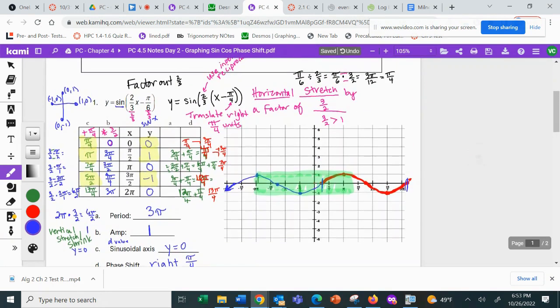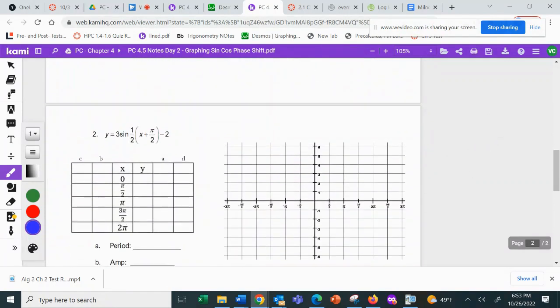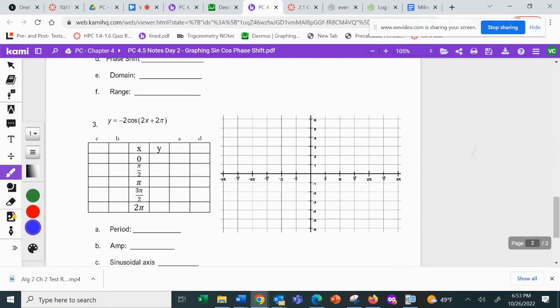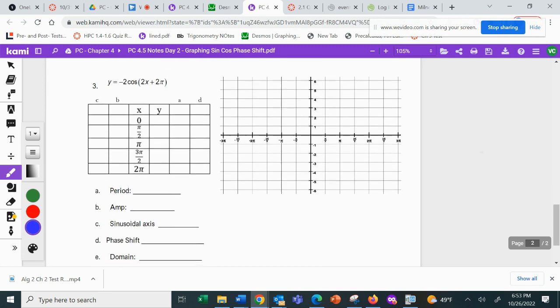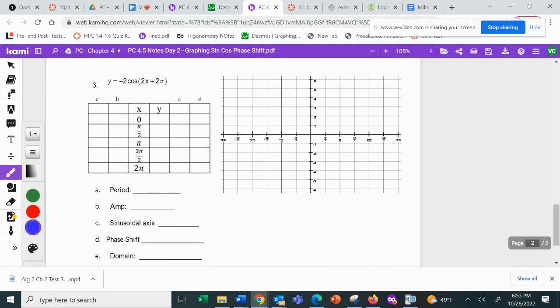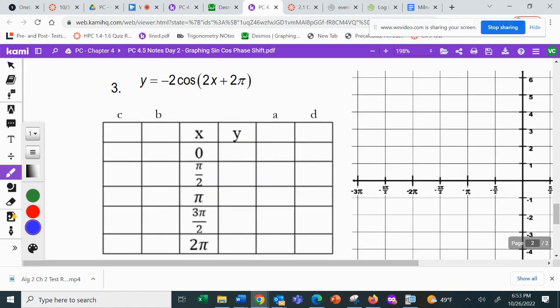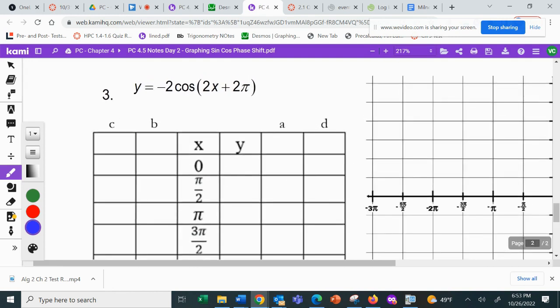Okay, I'm going to do one more example. And then, like I said before, there's lots more examples on the longer video. I just decided to make a shorter video so that you could get through this as quick as possible. We didn't do cosine yet. Okay, I'm going to look at number 3, and it is a cosine.